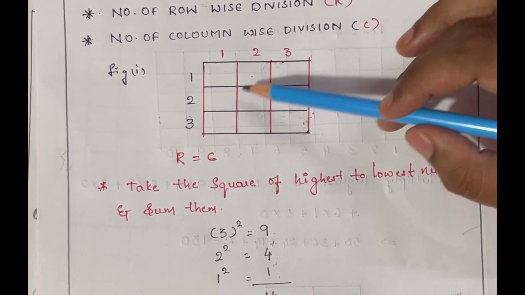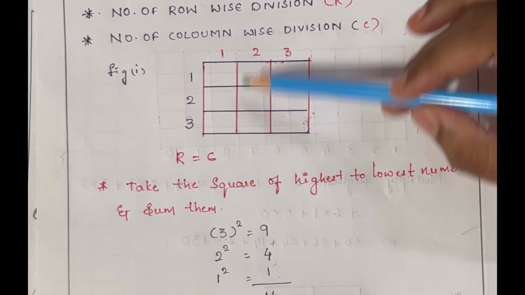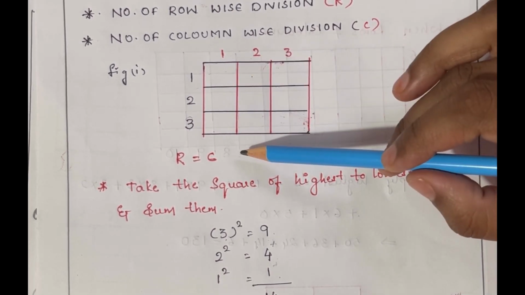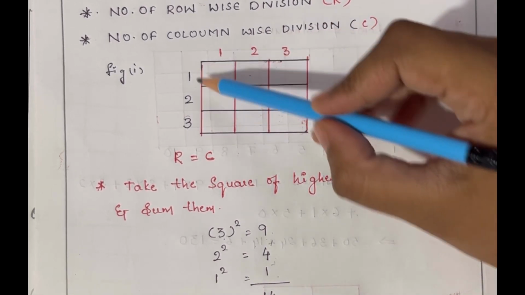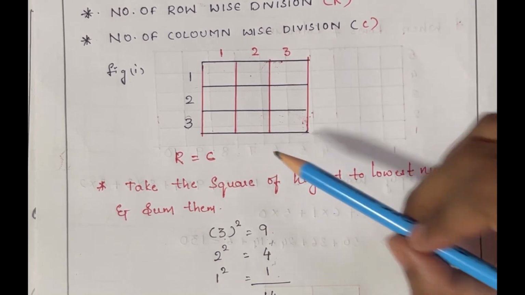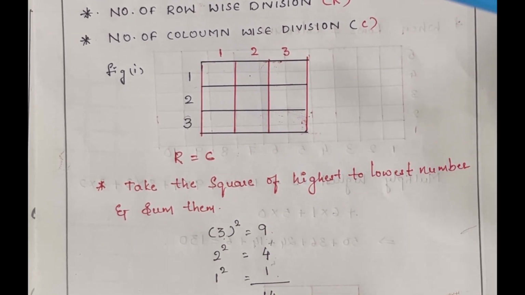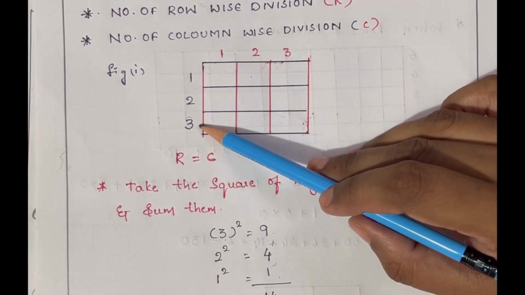Rows are nothing but horizontal lines and columns are vertical lines. Vertical divisions are columns and horizontal divisions are rows. Here we found 3 rows and 3 columns. When rows are equal to columns, we have to take the square of the highest number down to the lowest number and then add them up. For this we have 3 rows and 3 columns.